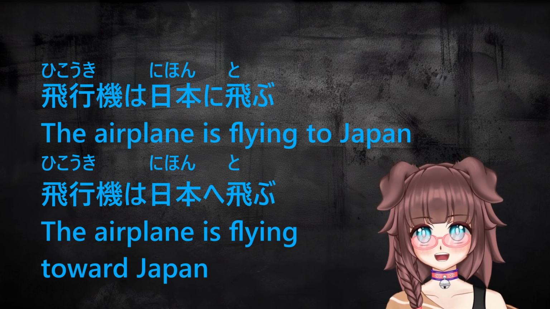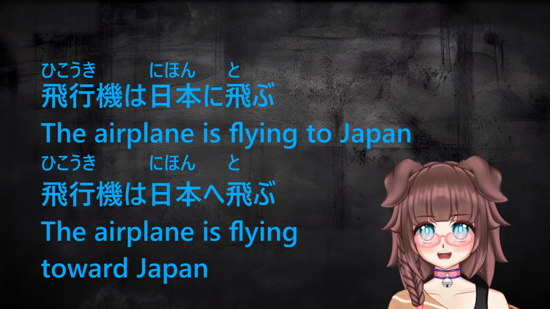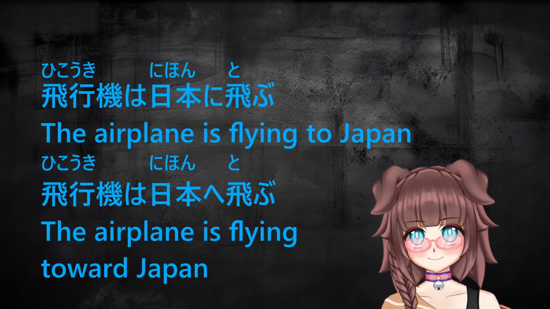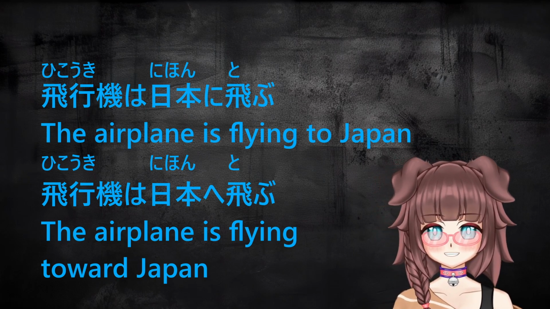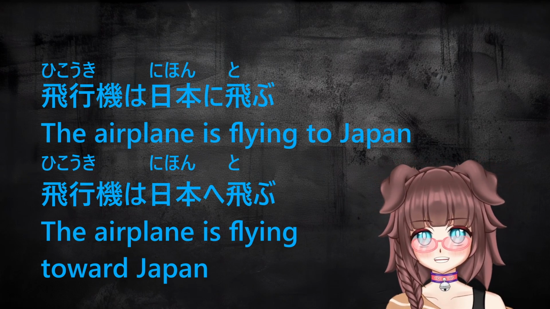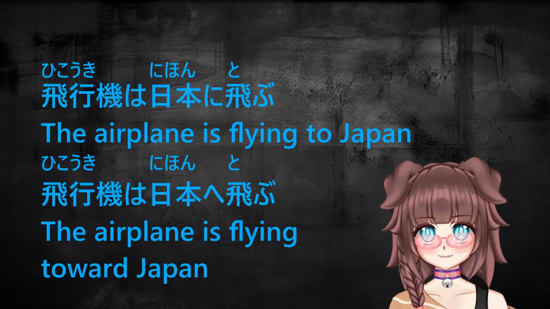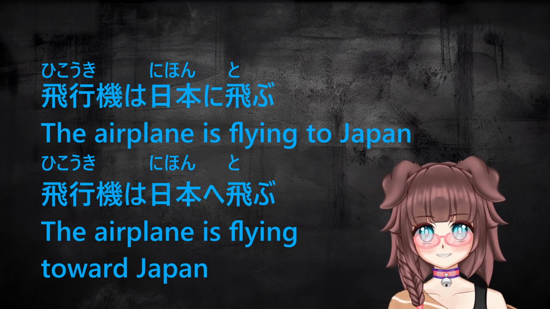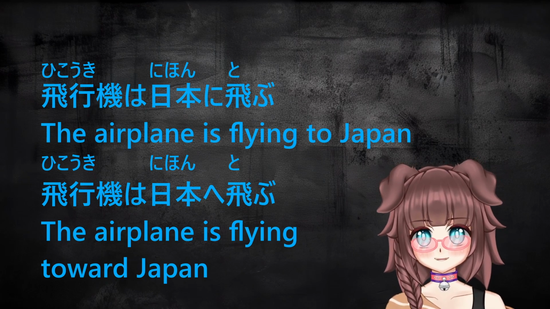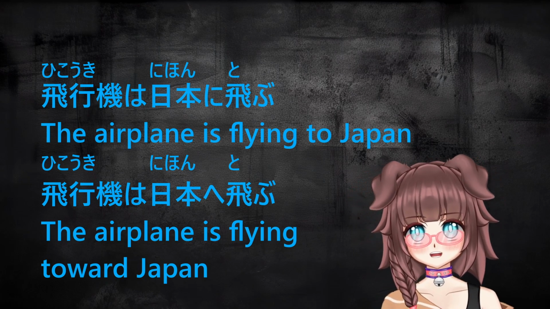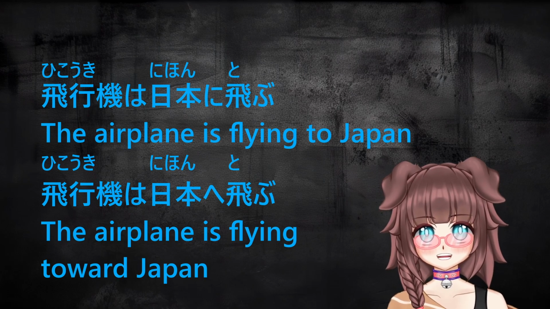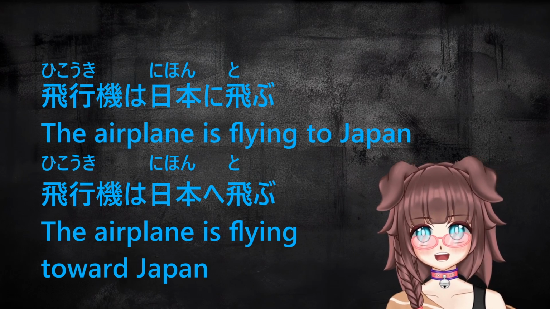But with e, the movement of the airplane is just in the direction of Japan. It doesn't necessarily have to be landing in Japan. Maybe it's headed towards China or Korea or Russia or somewhere else. We don't actually know whether or not Japan is the destination. We just know that the airplane is moving in the direction of Japan. And that's the important point that I want to make about the distinction between ni and e.